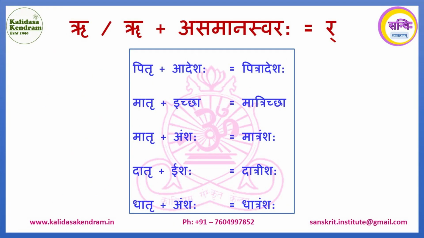Pitru plus Adesha, Pitradesha. Matru plus Icha, Matricha. Matru plus Amshaha, Matramshaha. Datru plus Ishaha, Datrishaha. Dhatru plus Amshaha, Dhatramshaha. Very few examples are available. There are only a couple of examples available for the fourth rule, so it is not mentioned here. Okay, that is not explained here.